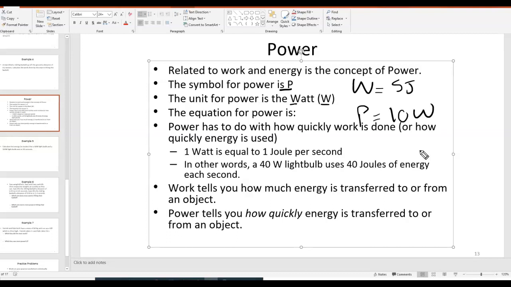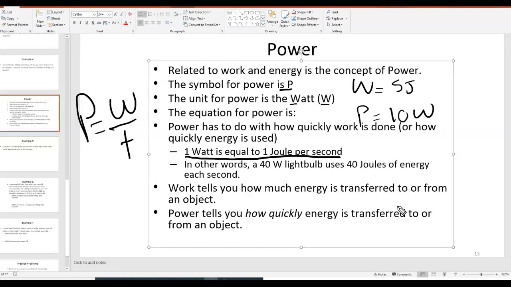Now, what is the equation for power? Power equals W, remember W is work, divided by time. So work over time. Again, how quickly is the work being done over time? Now, 1 watt is equal to 1 joule per second. So 10 watts means something is using 10 joules of energy per second.